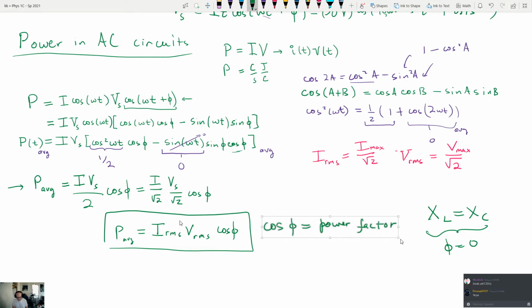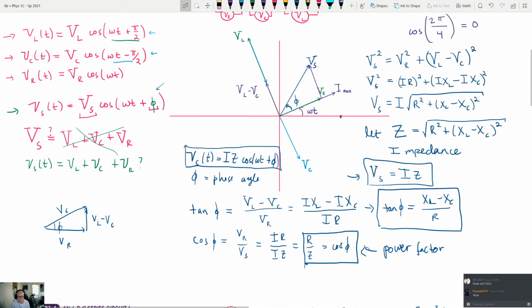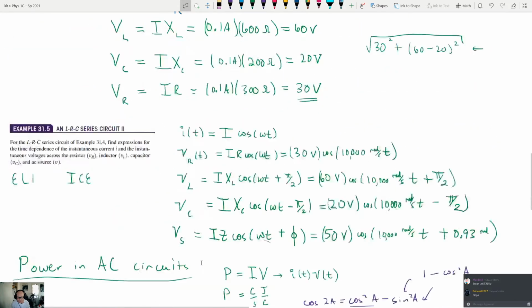Well, we can go back to our definition of what cosine phi was. So cosine phi, we said, can be defined as, I think it was R over Z, right? True. Yeah, R over Z. And again, you can look at this picture and say, okay, it's VR over VS, which is R over Z.